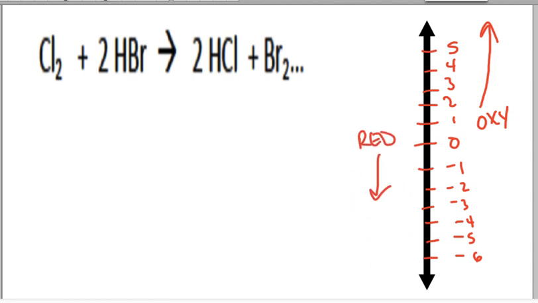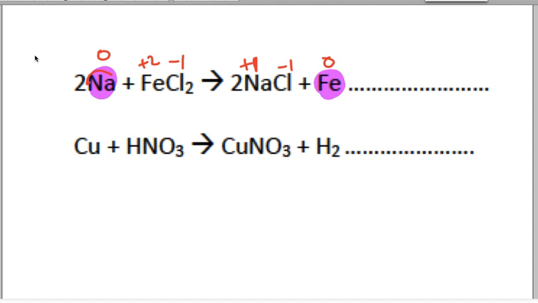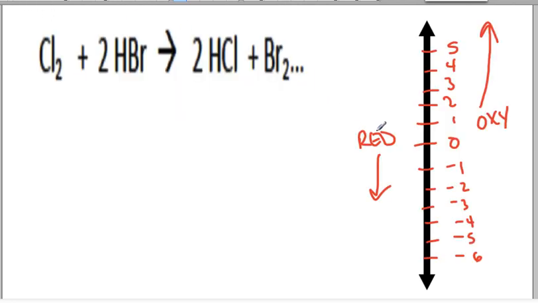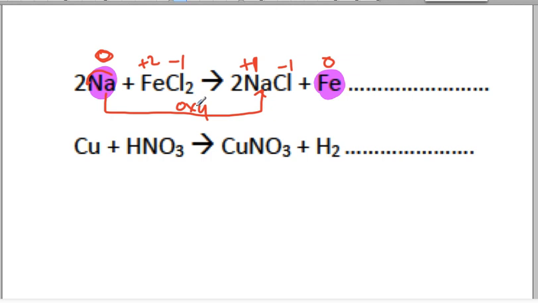So when you look at the numbers, the things that usually don't change are H and O. It's very rare, unless there's H2 and O2. So when I look at this, it's not really present anyway, but what I notice is sodium has an oxidation number of 0 right here and 1 right there. I'm going to call that an oxidation because the number went up. It went from 0 to positive 1. That is an oxidation. If I look, Fe goes from 2 plus to 0. That is going to be a reduction.